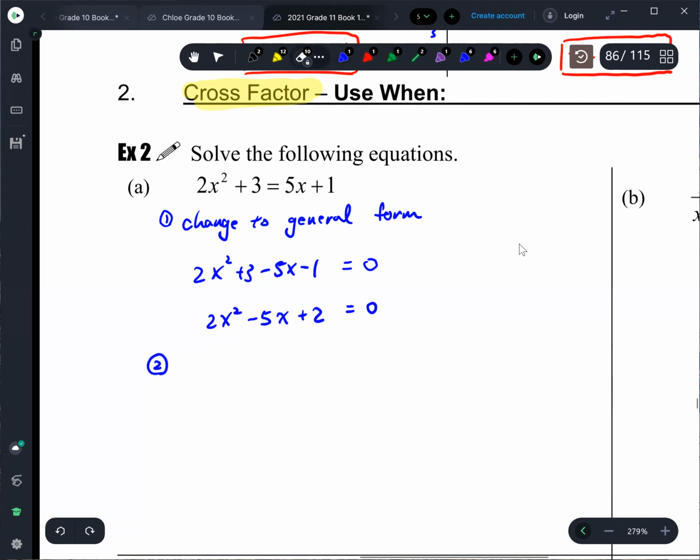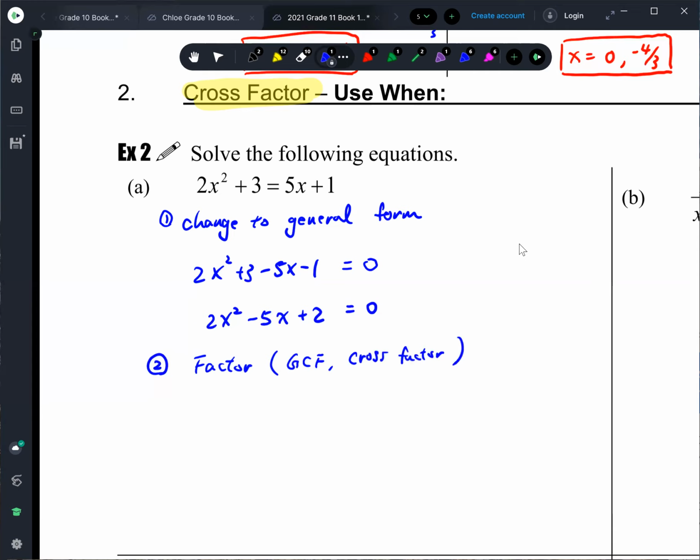Maybe you learn to factor differently. If you forgot how to factor this, then you can split this into 3 parts. So the second step is to factor. Factor includes GCF or cross factor. For this question, GCF, you cannot do it, so we just do the cross factor.